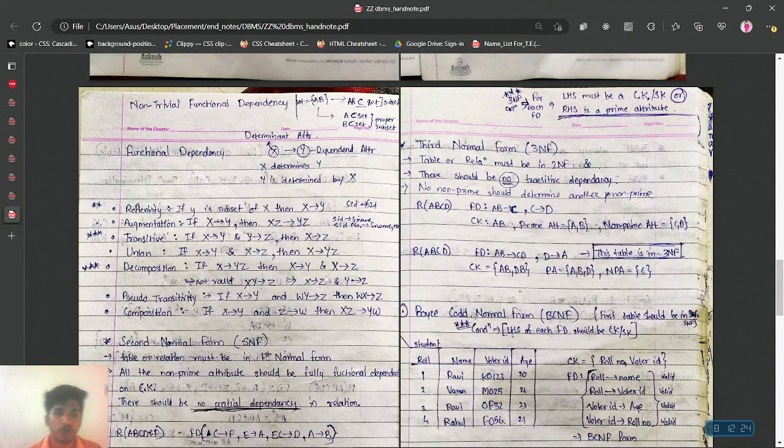One or two properties are important. First is reflexivity. If Y is a subset of X, then X determines Y. Like X is some set and Y is some small part of X, then X will determine Y.